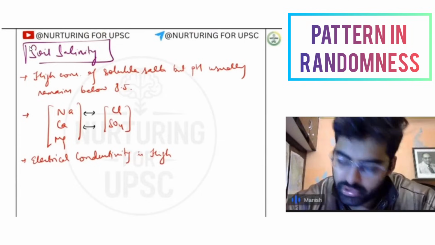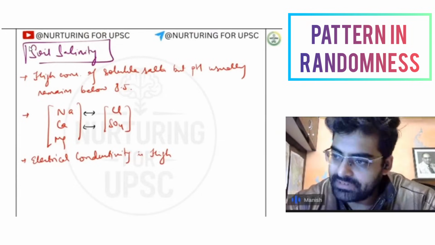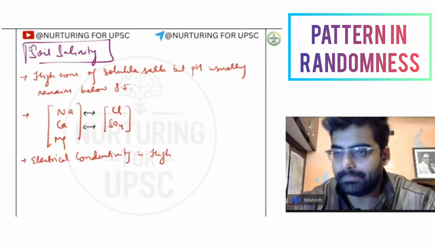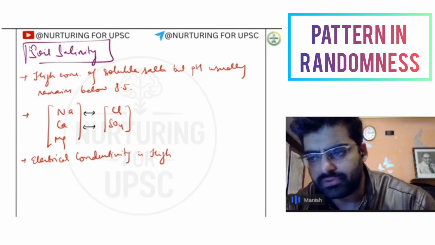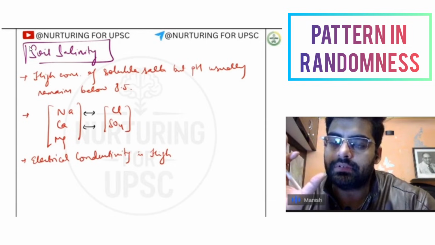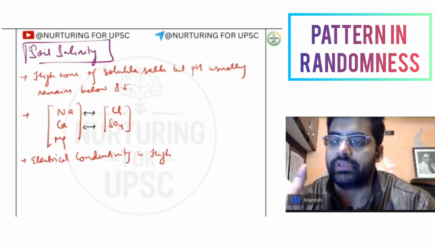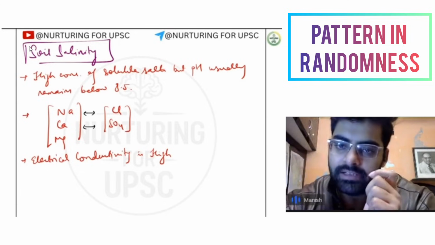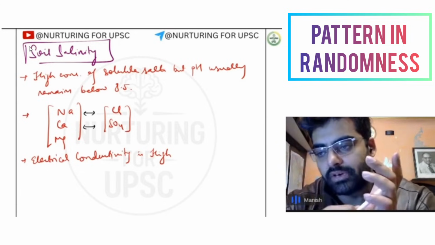Second such problem is soil salinity. So what happens in soil salinity? We have high concentration of soluble salts, but pH is actually below 8.5. So pH की problem नहीं है इसमें. All right. यहाँ पे problem है salt concentration बहुत high हो गया है. और salt कौन से होते हैं? Salt होंगे सोडियम क्लोराइड, सोडियम सल्फेट, कैल्शियम क्लोराइड, कैल्शियम सल्फेट, मैग्नीशियम क्लोराइड, मैग्नीशियम सल्फेट.